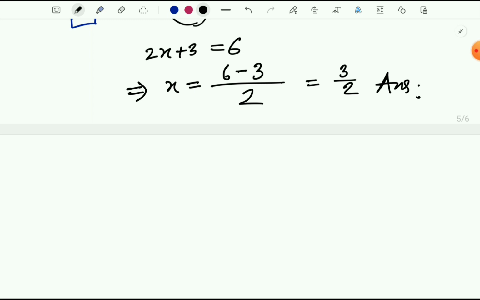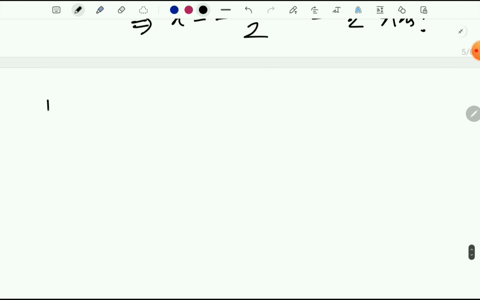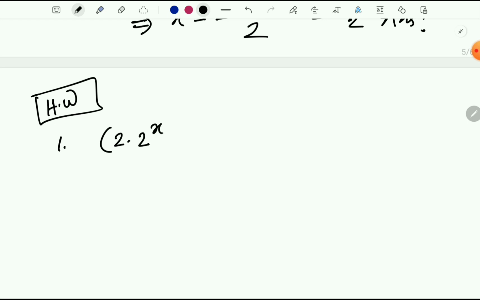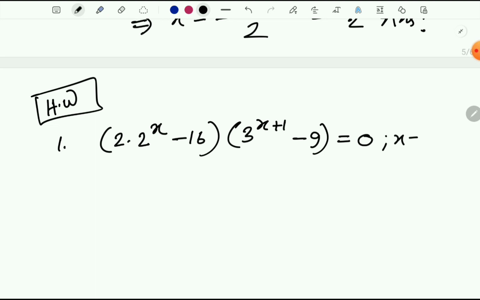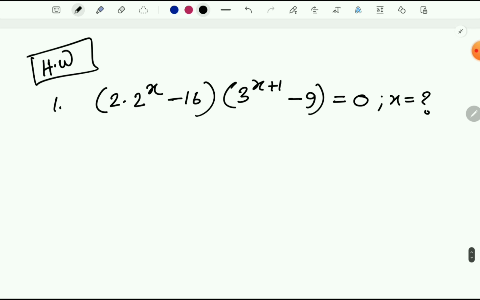Number 1, we can write an exponential expression like this: 2 power x minus 16, 3x plus 1 minus 9 equal to 0. So you have to solve it. Let's find out x equal to what. Okay. Number 2, we can write another mathematical problem: y minus 2y, 1 by 4, plus 1 equal to 0. So let's find out what is the value of y.